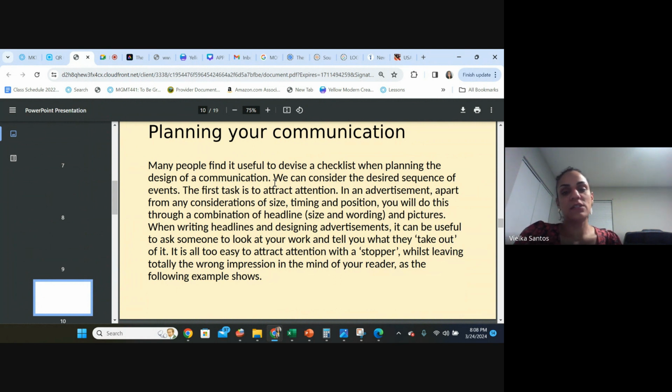The first step is to attract attention. In advertisement, apart from any consideration of size, timing, and position, you will do this through a combination of headline, size and wording, and pictures. When writing headlines and designing advertisements, it can be useful to ask someone to look at your work. What is that? So it's asking for a second opinion when we create advertising pieces.